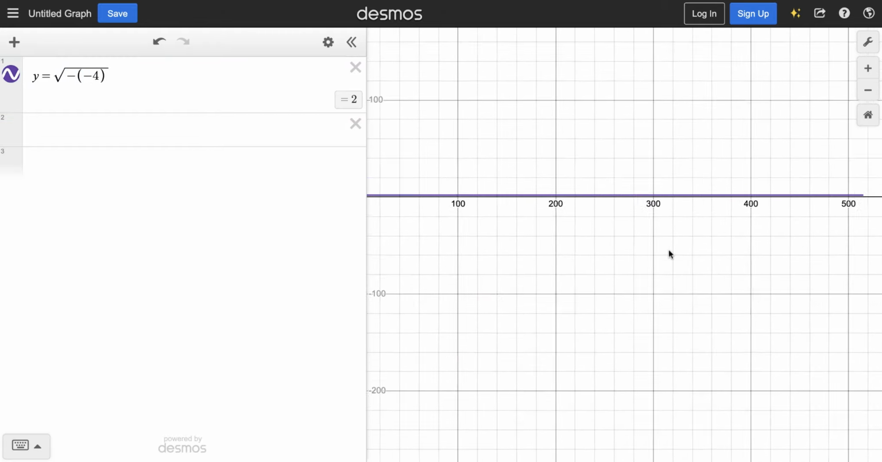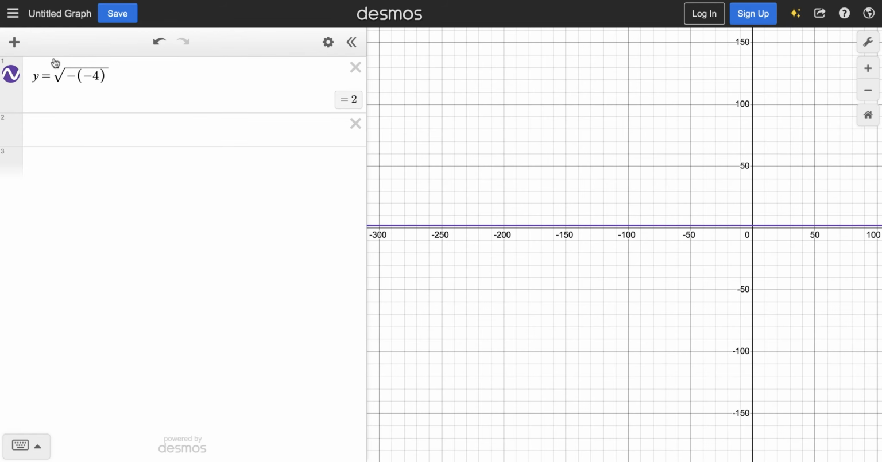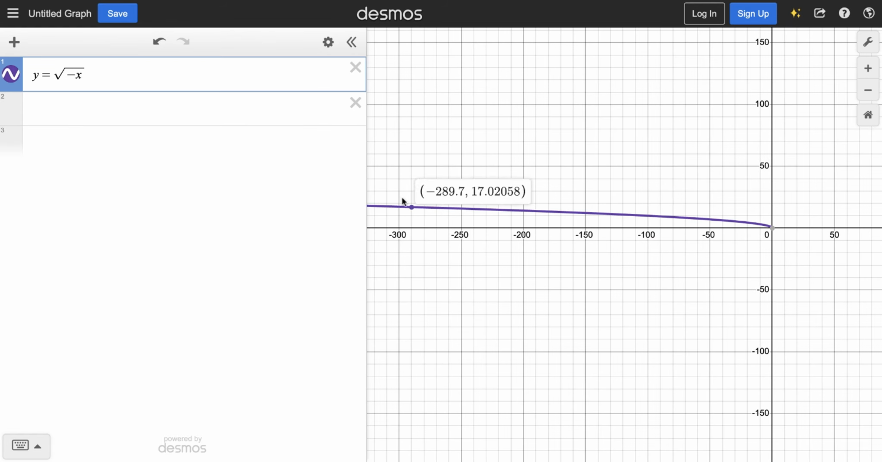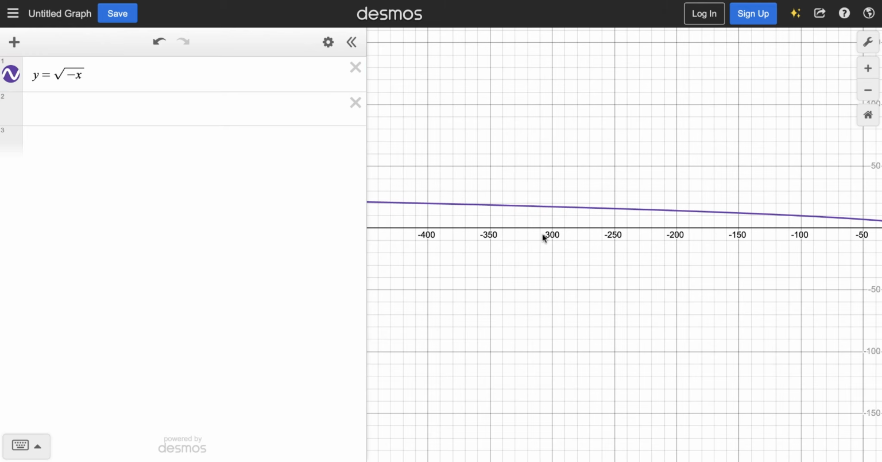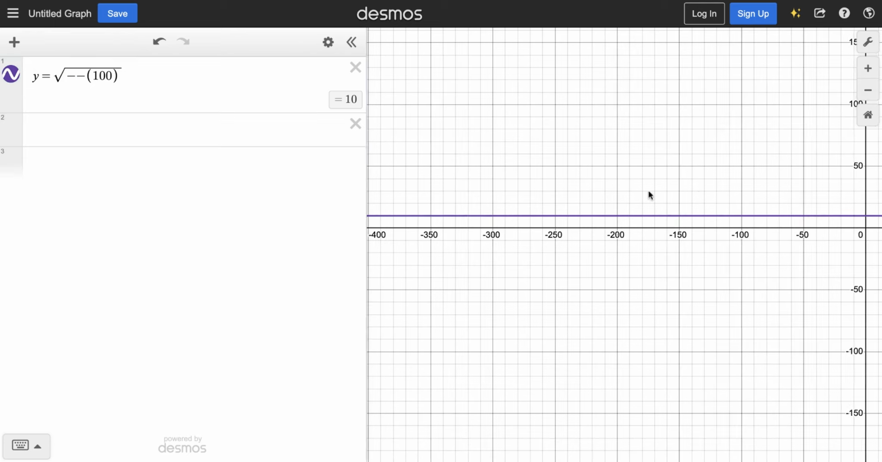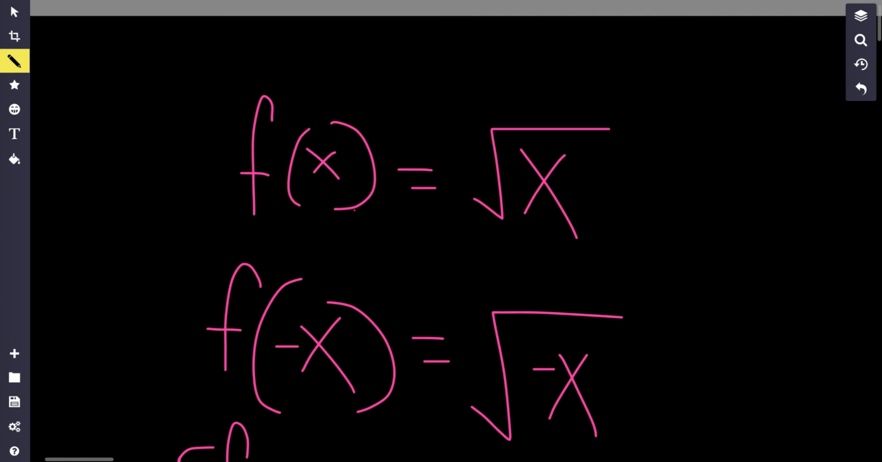So this is why, in this case, y is equal to the square root of negative x only works with negative numbers, because now the negative from the negative number cancels out the other negative inside the square root, making it positive. So just a quick recap of what we've done.